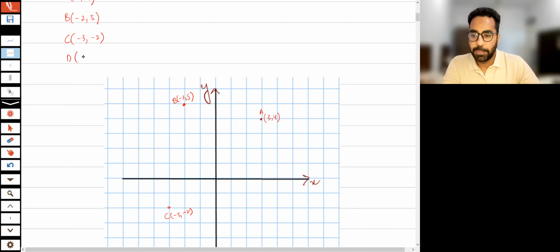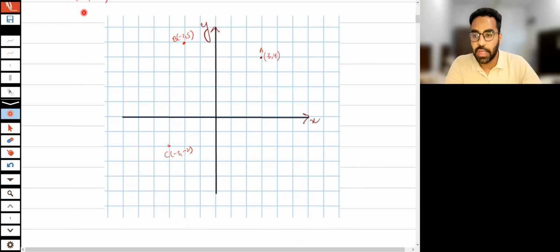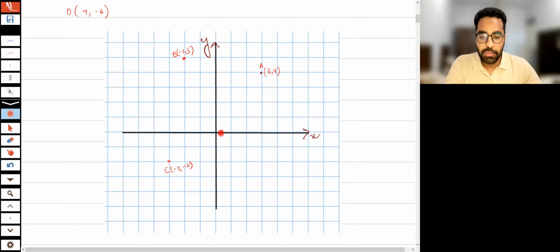Let's take another point, which is (4, -6). This means in the x position, I have positive 4, and in the y position, I have negative 6. So I have to move from the origin 4 units in the positive x direction, and then 6 units downwards because I have negative 6. So I have to move 4 units in the positive x direction from the origin, and then 6 units downwards. So I'll come over here. This is my point D, which is (4, -6).